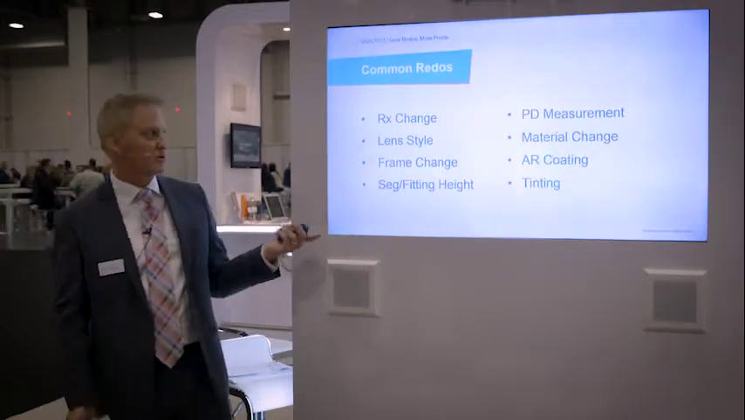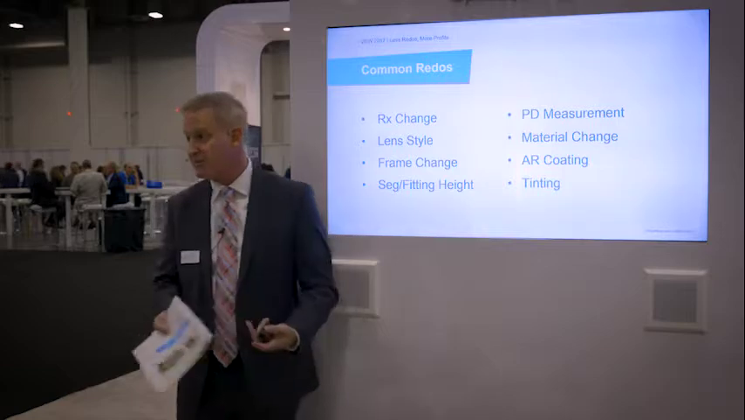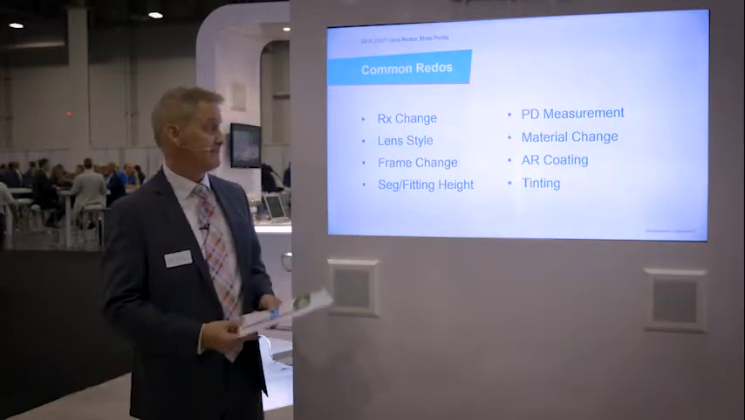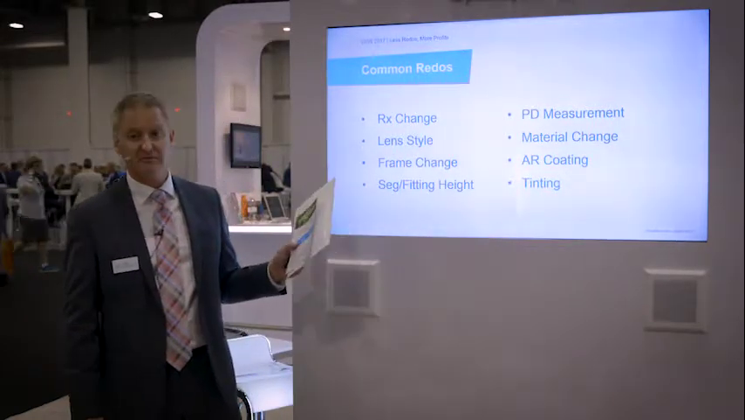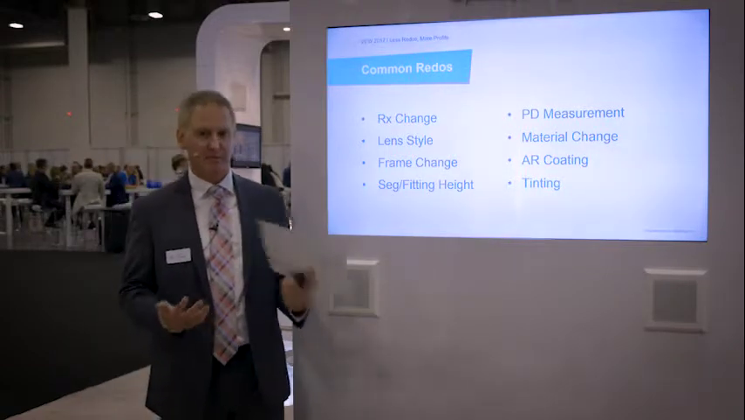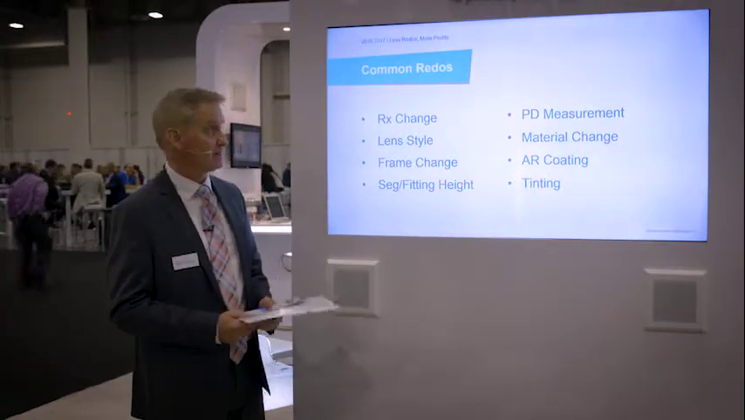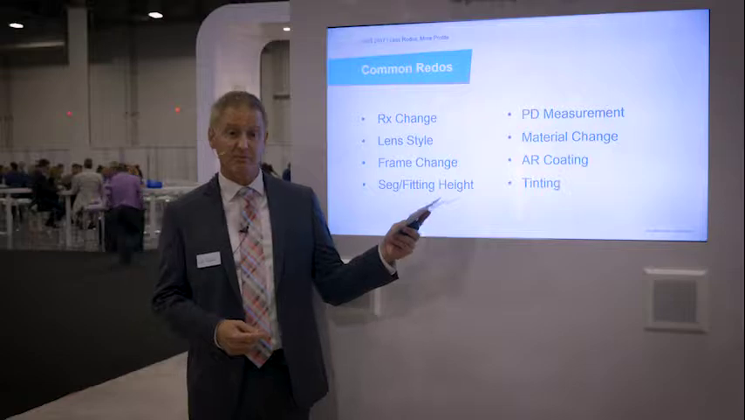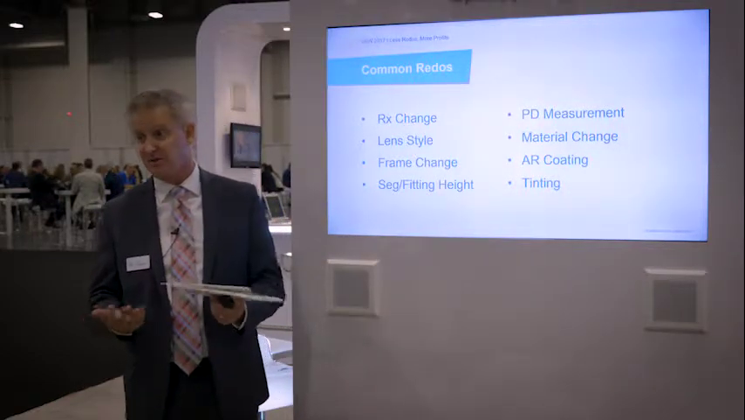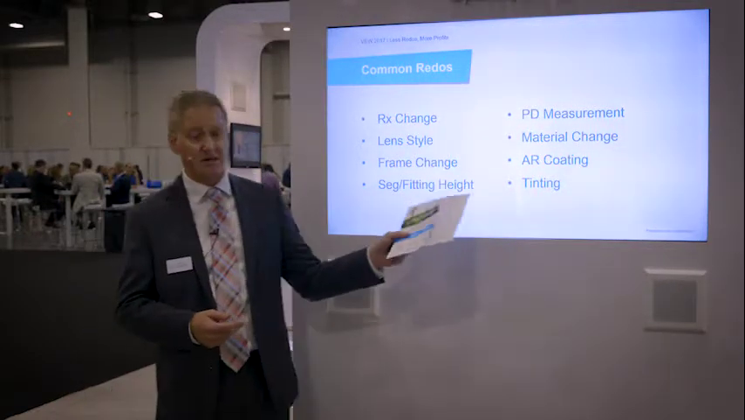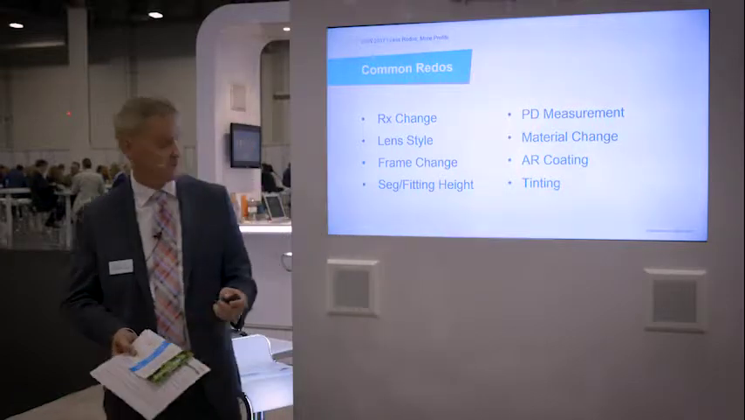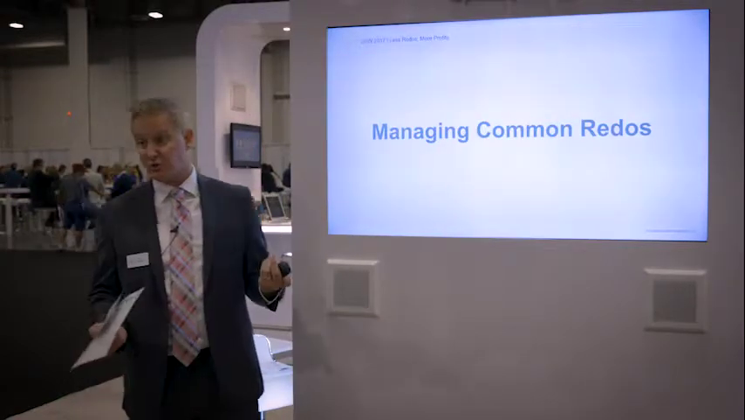So what are the most common redos? Definitely number one is going to be prescription change, followed by lens style, frame change, maybe a change to the fitting height or the seg height. PD measurement, material change are always going to be possible reasons that we see, as well as AR coating and tinting. So how do we manage those redos?